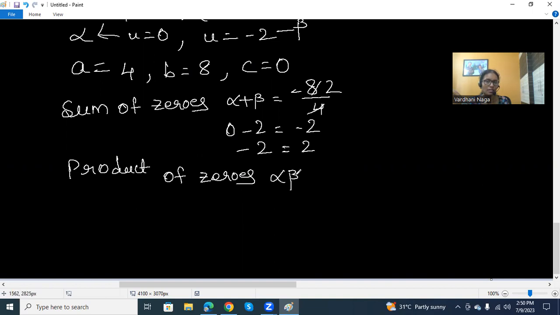Alpha beta is equal to C by A. Alpha and beta are 0 into -2. C means 0 by 4. So 0 into something is 0, and 0 divided by 4 is 0. So hence verified.